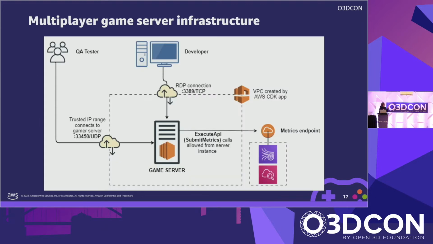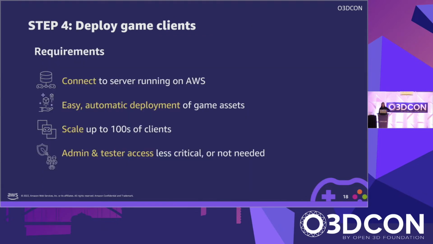Okay, so here's a diagram of the server setup. We've got our game server running on EC2. It's in a VPC with a security group that has rules which allow connections from our developer and our QA tester, but nobody else. And it's submitting metrics to the metric stack we talked about earlier.